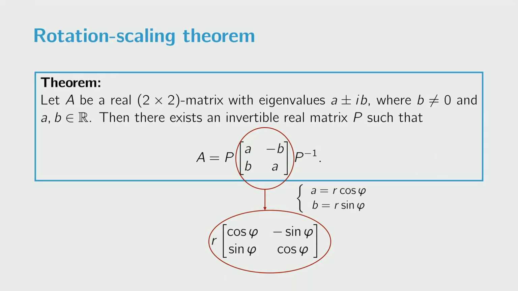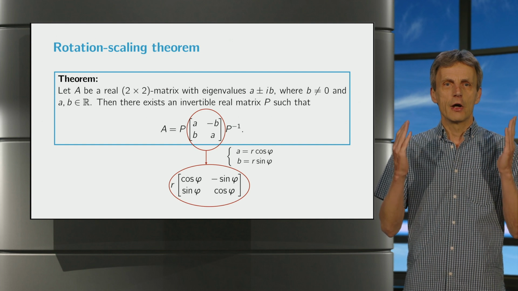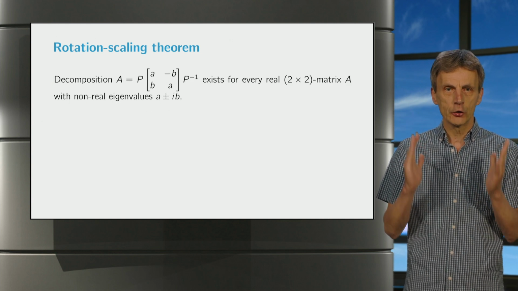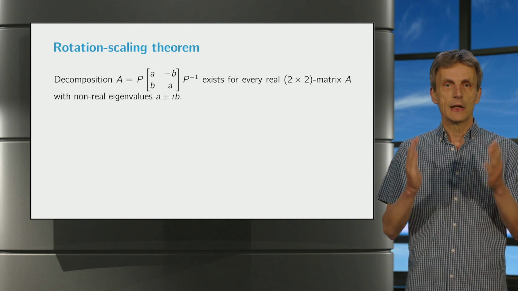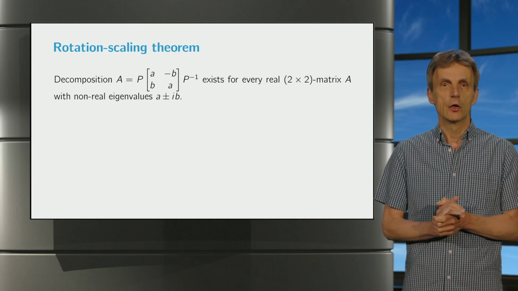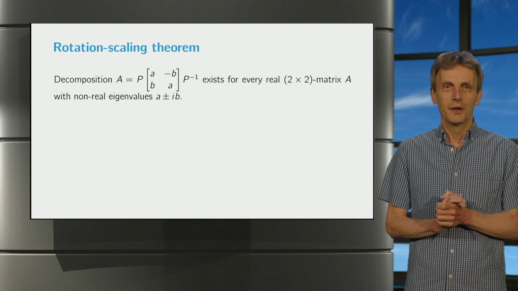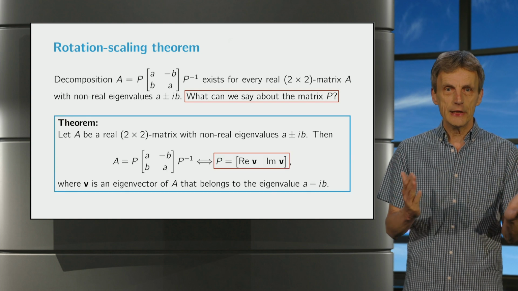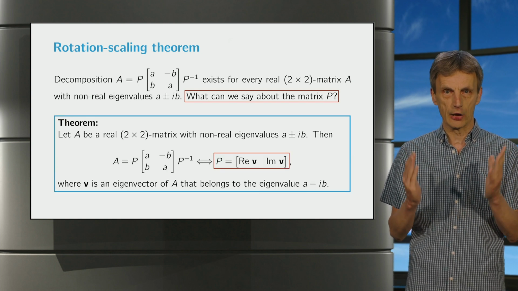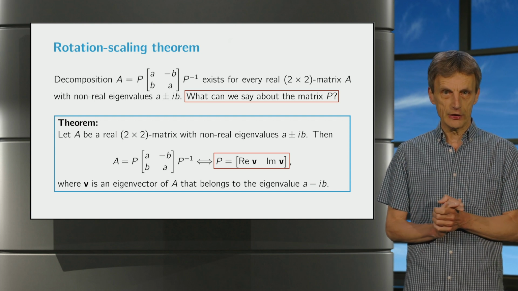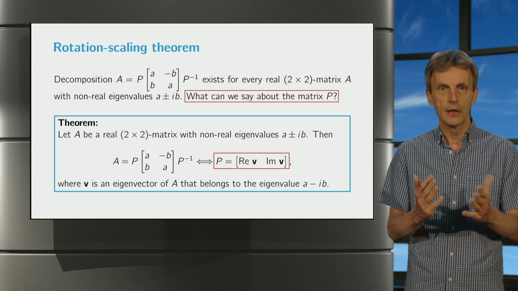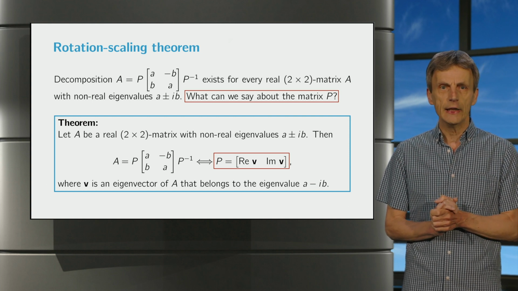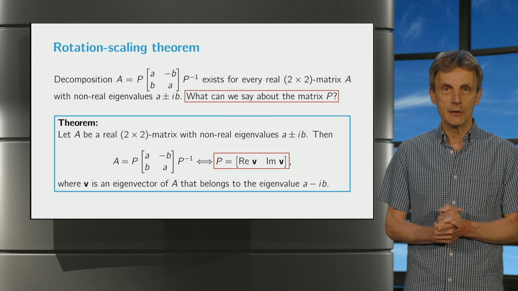Recall that we can also use the alternative form for the rotation scaling matrix in terms of the polar coordinates r and phi. So every real 2x2 matrix with non-real eigenvalues a plus or minus ib has a decomposition as shown here for some invertible matrix P. What can we say about the matrix P in that formula? It turns out that P has to be equal to a matrix which has the real part of v and the imaginary part of v as its first and second column, respectively, where v is an eigenvector of A that belongs to the eigenvalue a minus ib.